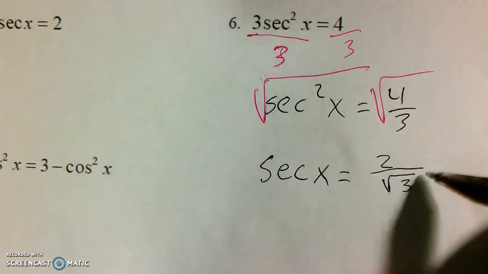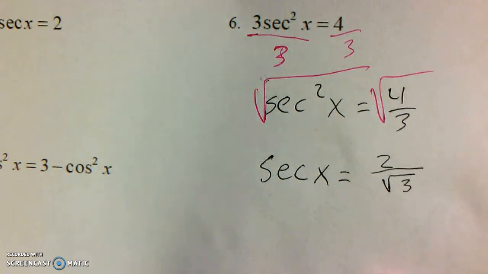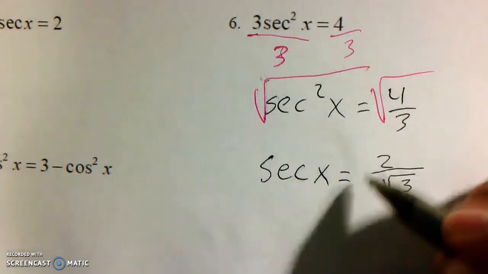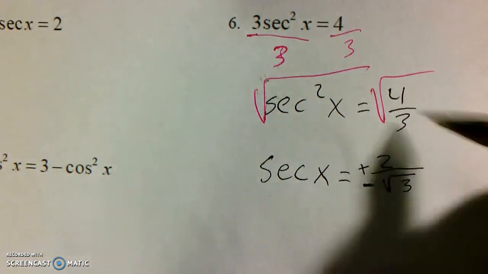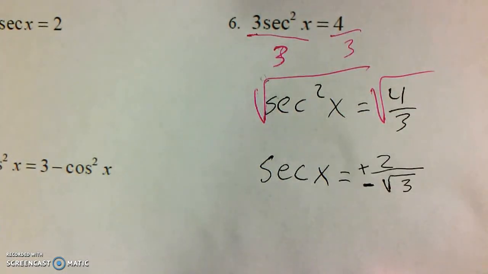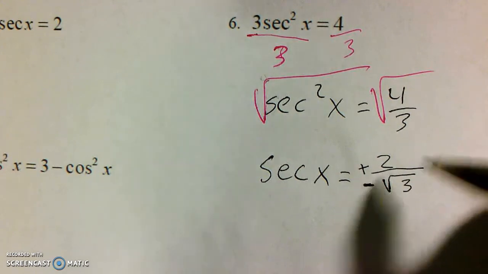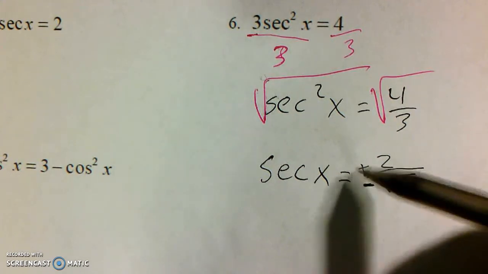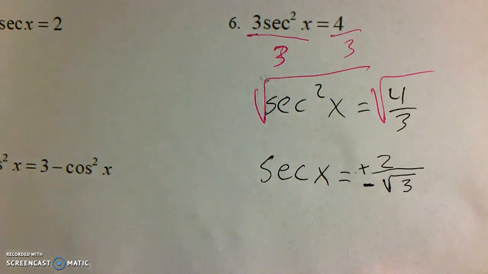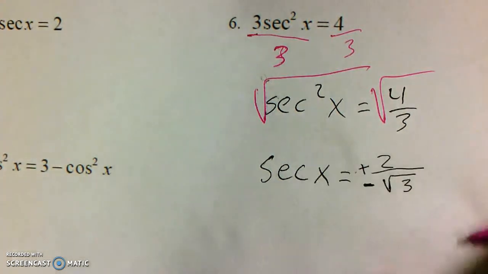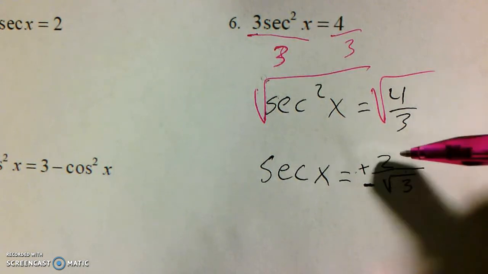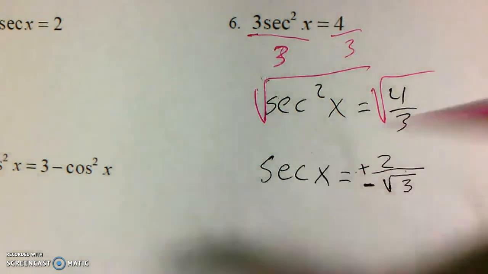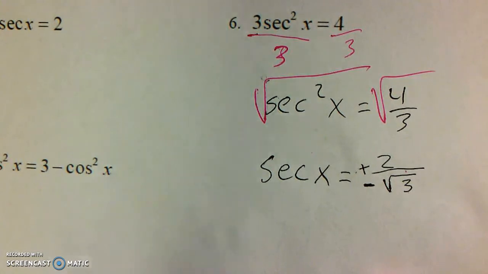So this is a unit circle value. Actually, technically, this is positive and negative. Whenever you square root, you get a positive and a negative, though at this point, probably not going to take off too much points if you forget that negative answer. So you want basically all of the angles that have either positive 2 over the square root of 3 or negative 2 over the square root of 3 for secant. And that's going to be 4 answers. So for this one, for number 6, you're going to have 4 answers.